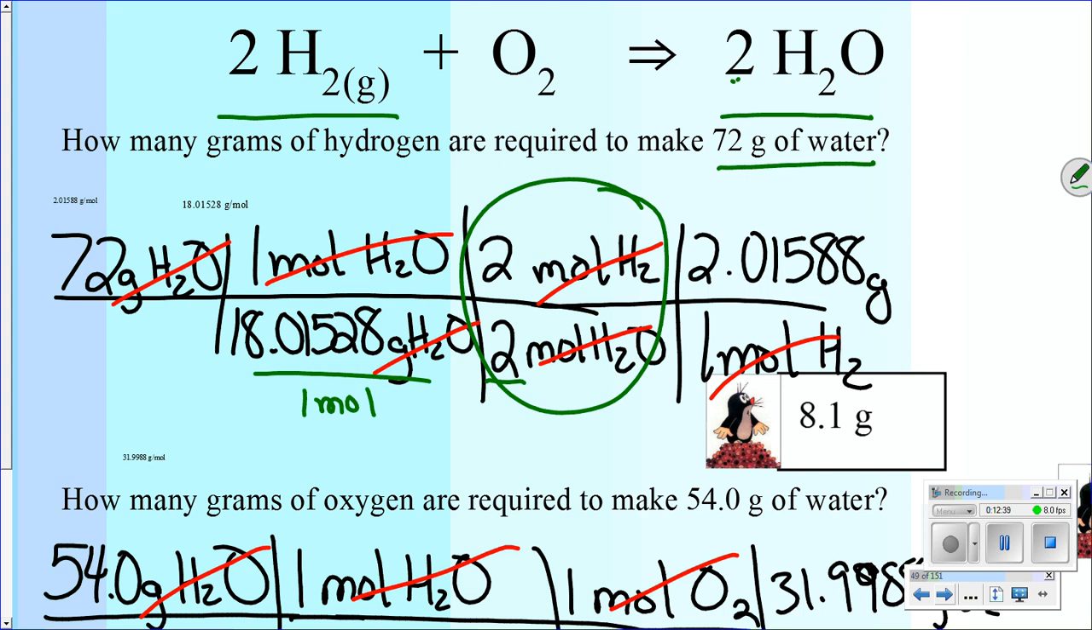So this 2-to-2 relationship is what allows us to convert from water into hydrogen using what's given to us in the reaction. Our last step there, and I'm sorry, I should have hydrogen with this, is our calculation of our number of grams of hydrogen.